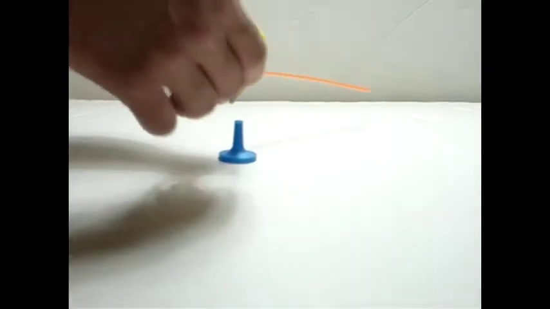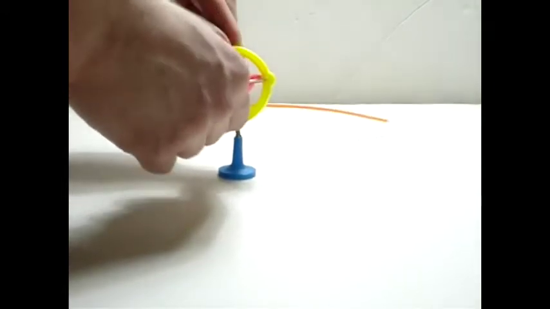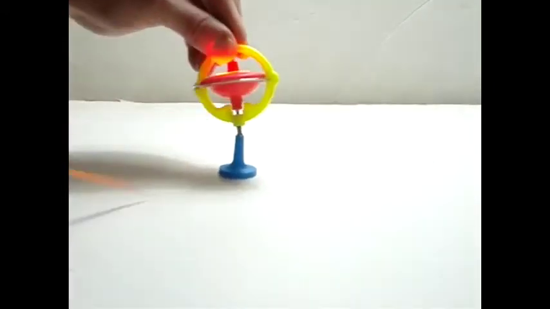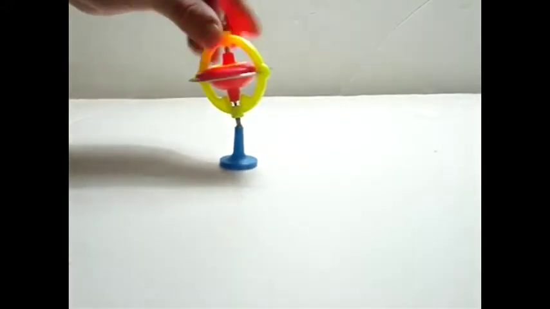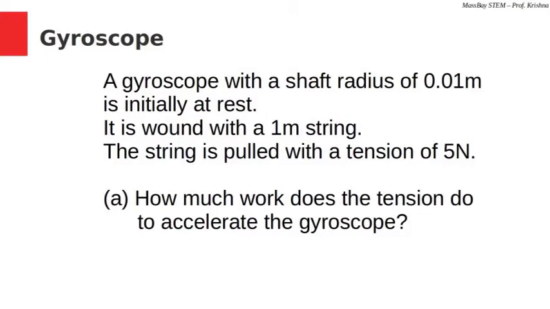Let's see a simple example of rotational work, a gyroscope. The string applies a tension to the side of the shaft, causing it to rotate. It accelerates as the full length of the string is pulled out. Consider this puzzle. A gyroscope with a shaft radius of 0.01 meters is initially at rest. It is wound with a 1 meter string. The string is pulled with a tension of 5 newtons. How much work does the tension do to accelerate the gyroscope?